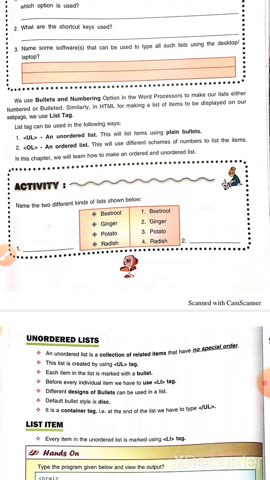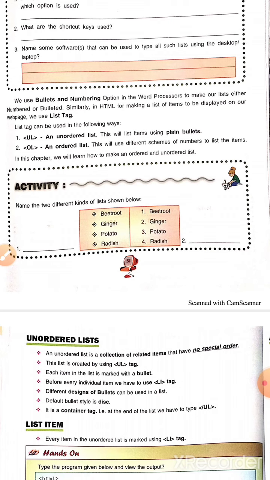Like we have two types of list available in the word processor, that is bullets and numbering, both list types are also available for HTML. Bullets list the items with a symbol as a bullet point, and numbering lists the items with numbers or any alphabetical order.